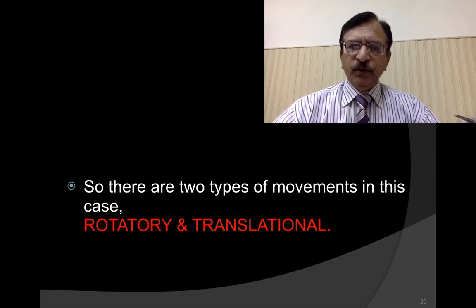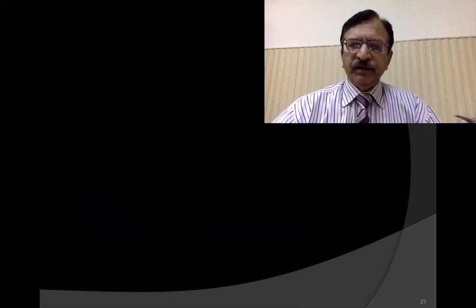So there are basically two types of movement, rotational and translational. Translational is in the direction of the movement of the car, and rotational depends upon the center of gravity. If the impact is below the center of gravity, the person will be rotated onto the vehicle, and if it is above the center of gravity, the person will be rotated opposite, falling in front of the vehicle.